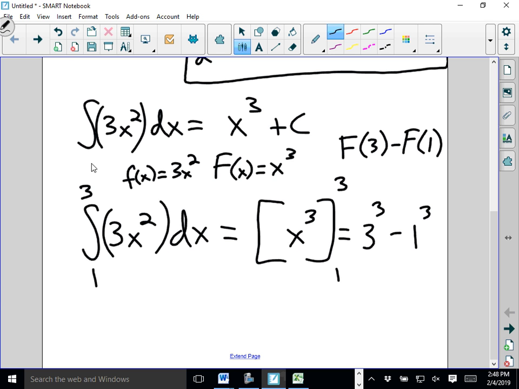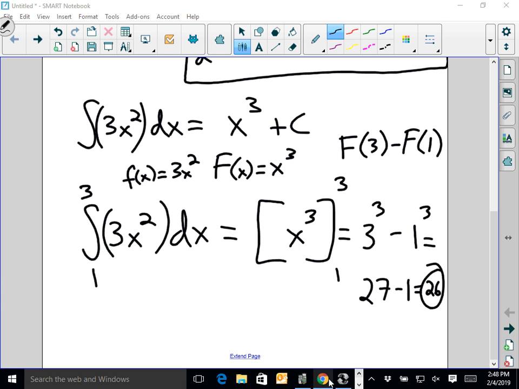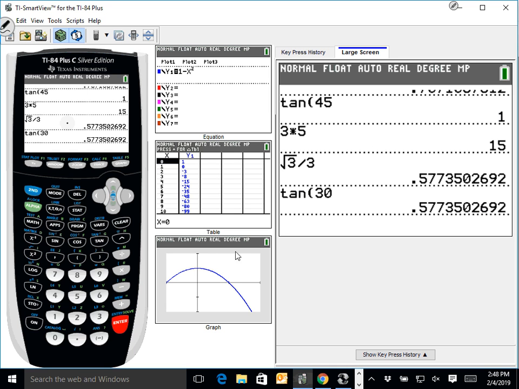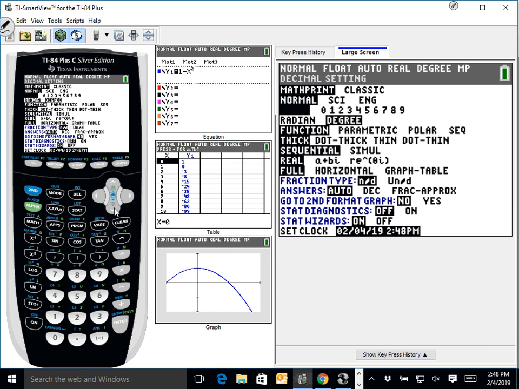And when I solve that, 3 cubed is 27. 1 cubed is 1. 27 minus 1 is 26. So the area under the curve of the function 3x squared between 1 and 3 should give me an exact area of 26. Let's take a look at that on our calculator to see that this is true. Okay, I'm just going to get myself in radians. Doesn't matter for this problem, but for future ones it will.